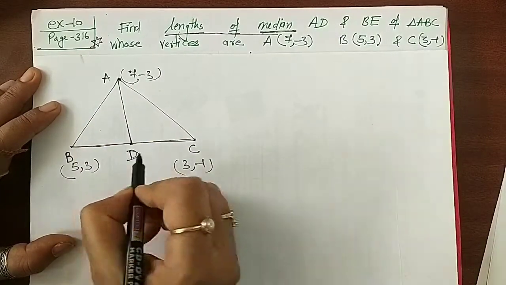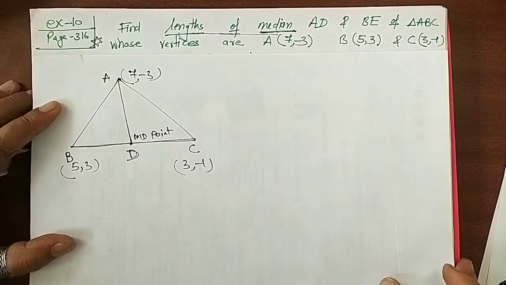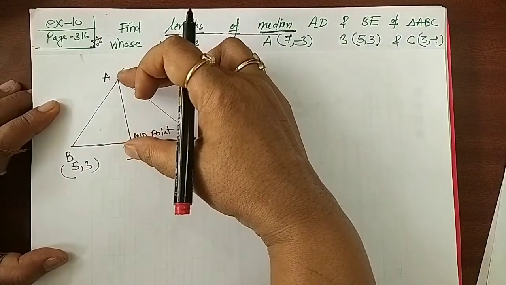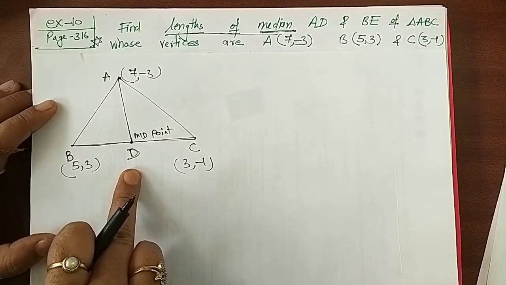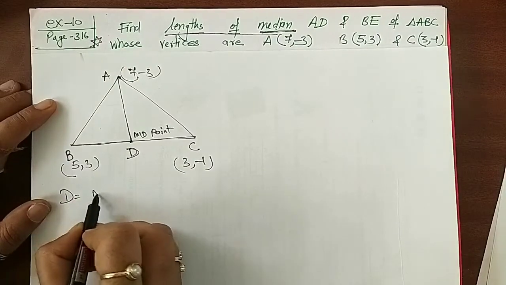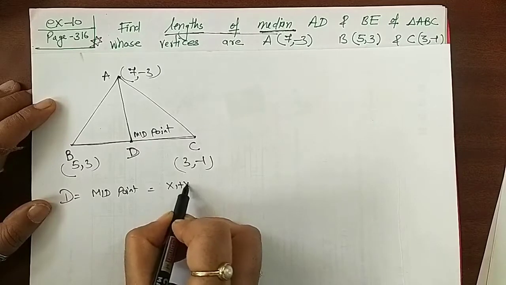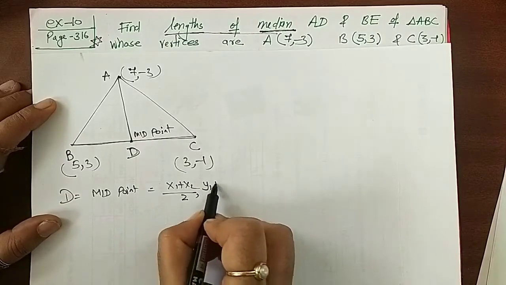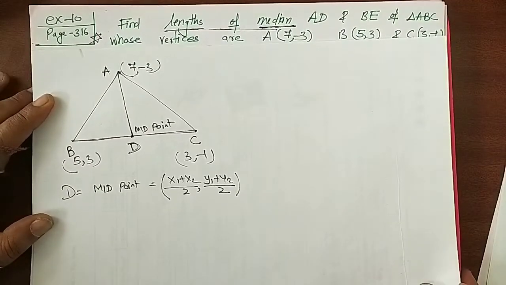So this is nothing but the midpoint. Understood? And if I want to know the length of this line, I should know D. That is the main thing. We should know both of the points. So what is D, guys? D is nothing but the midpoint. And what is the midpoint formula? x1 plus x2 by 2, y1 plus y2 by 2. This we know already.